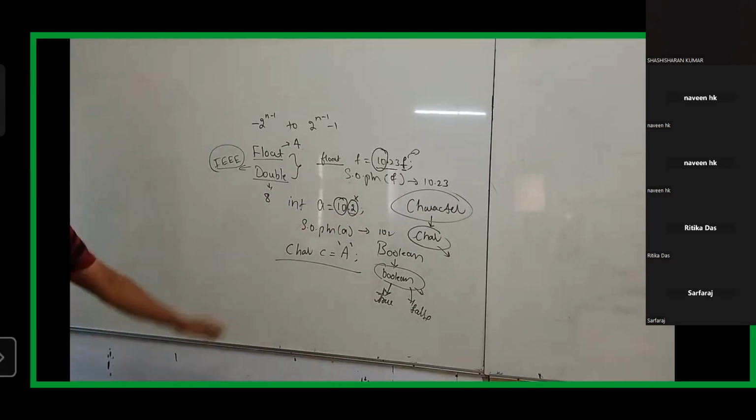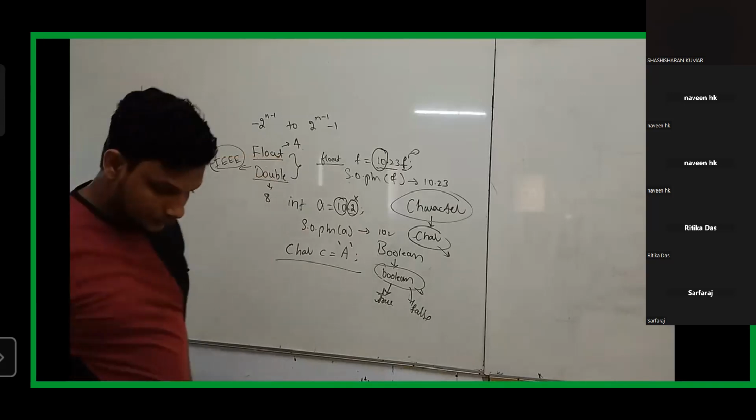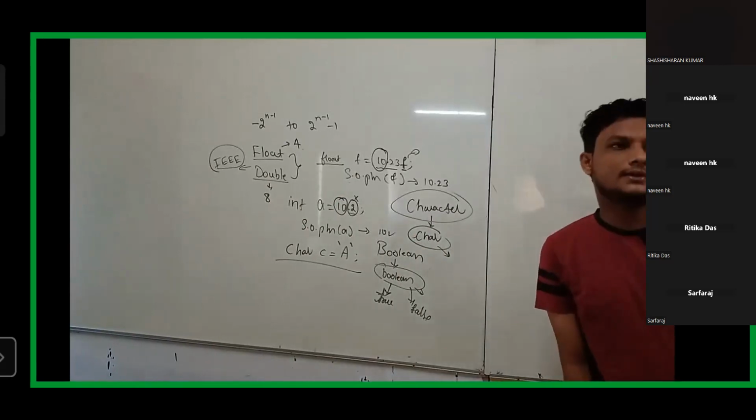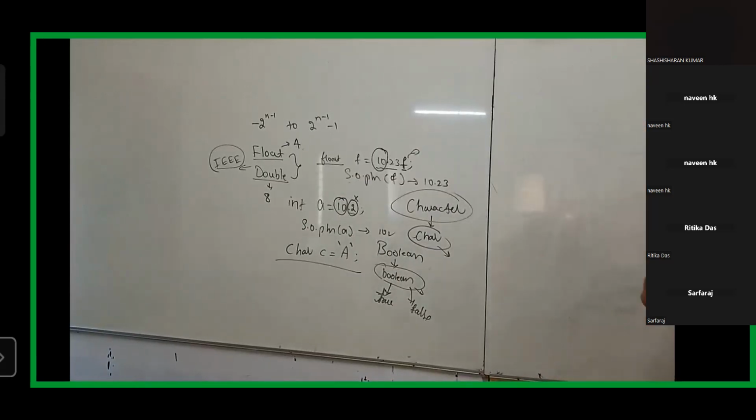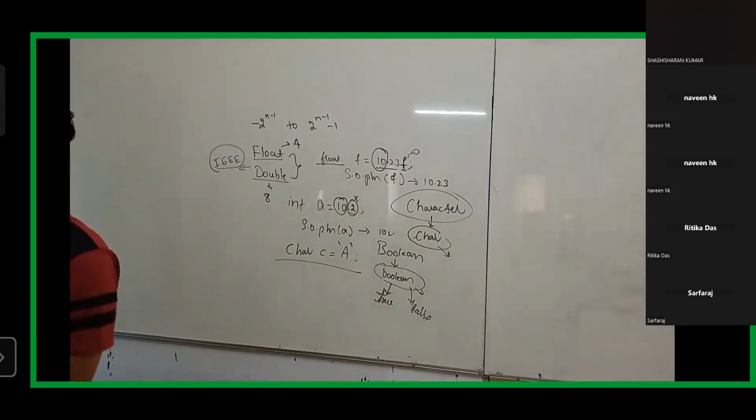Okay, take down the next heading as float or double. Float data type. And below that you write down: float data type is basically used to store the number along with the decimal points.